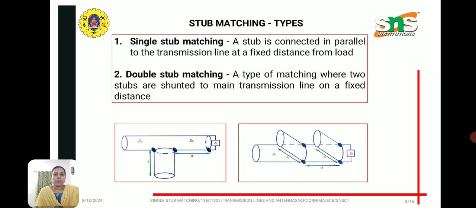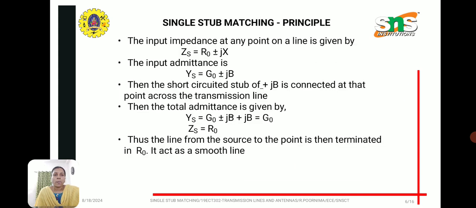There are two types of stub matching: single stub matching and double stub matching. In single stub matching, a stub is connected in parallel to the transmission line at a fixed distance from the load. In double stub matching, two stubs are shunted to the main transmission line at fixed distances. So this is the single stub matching principle.